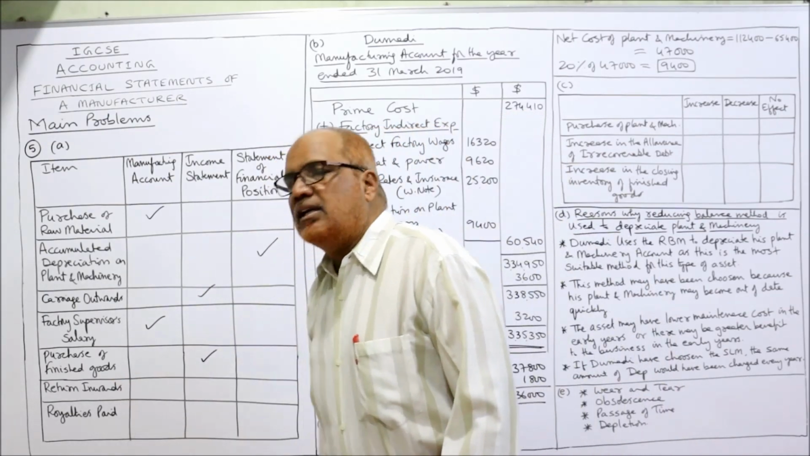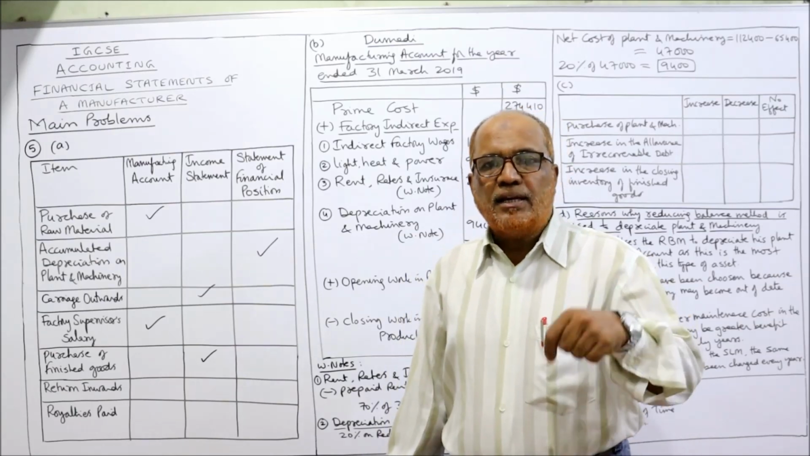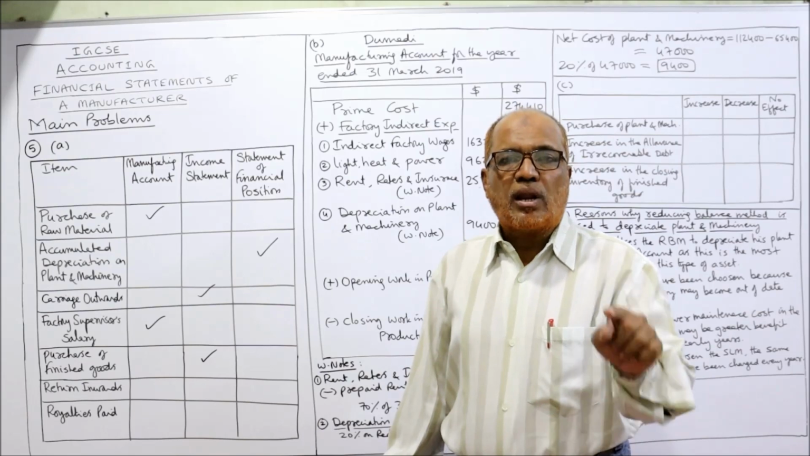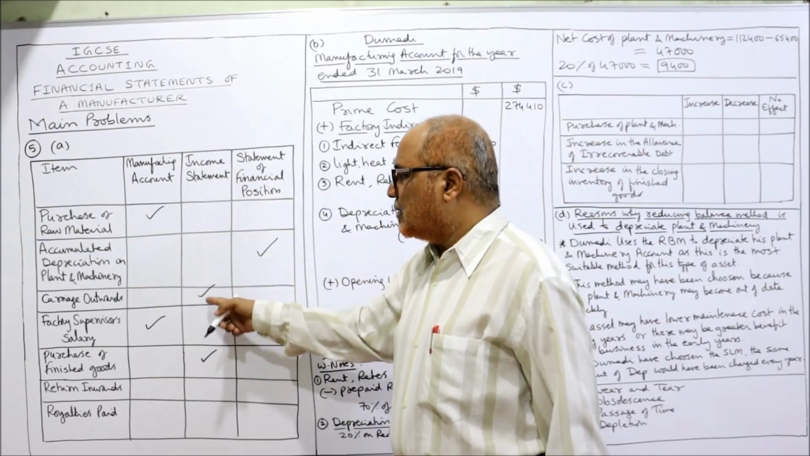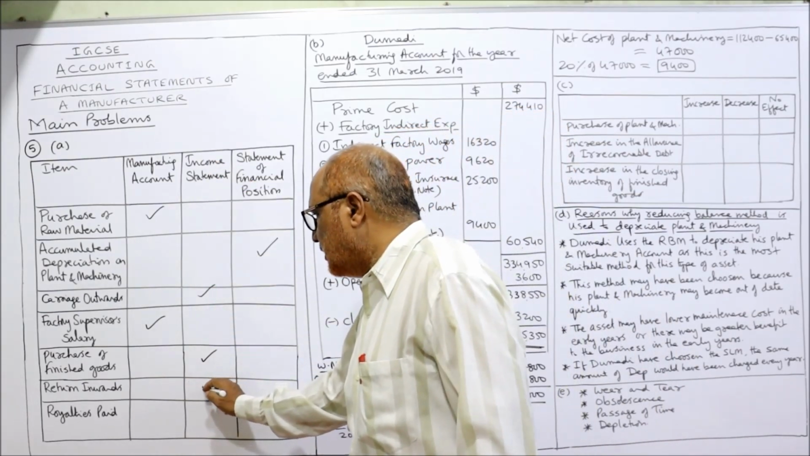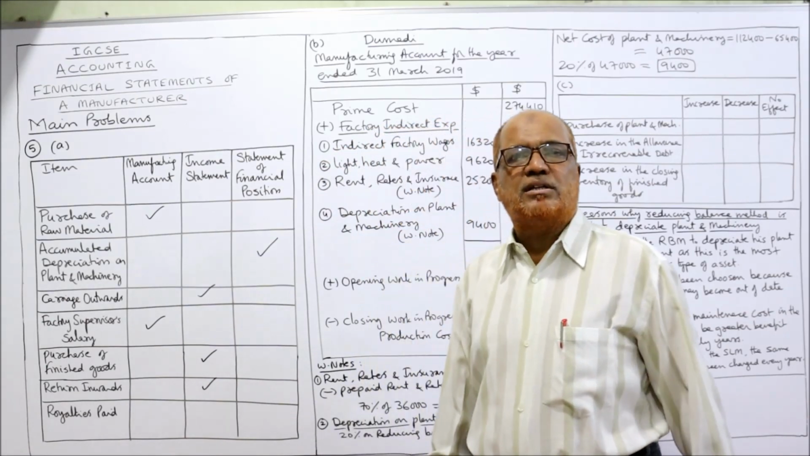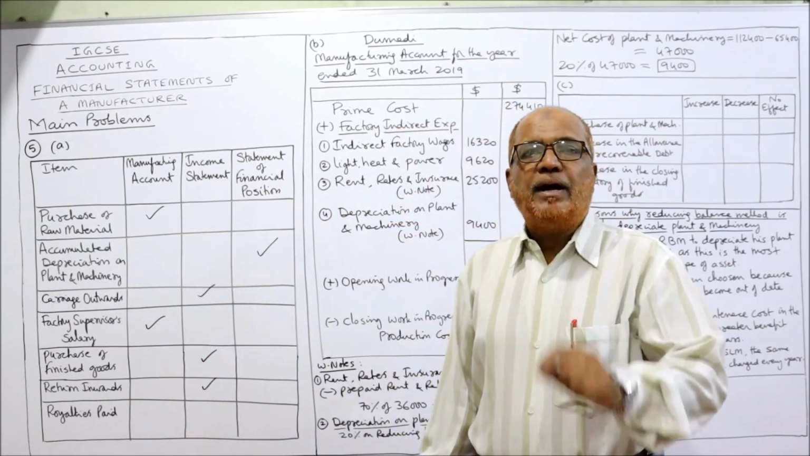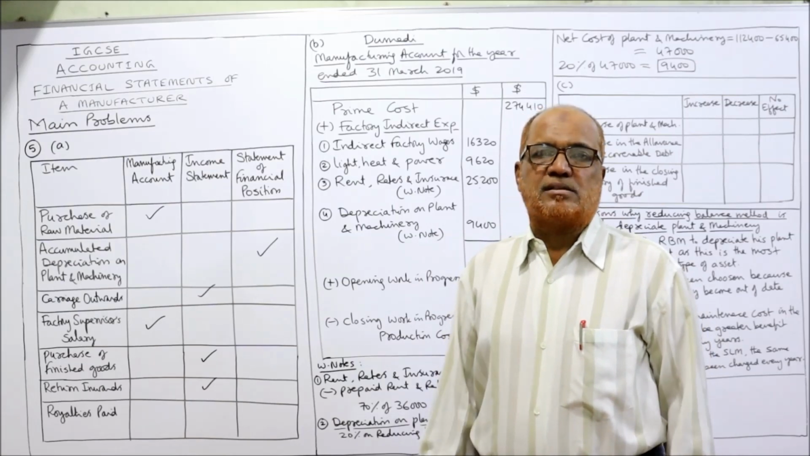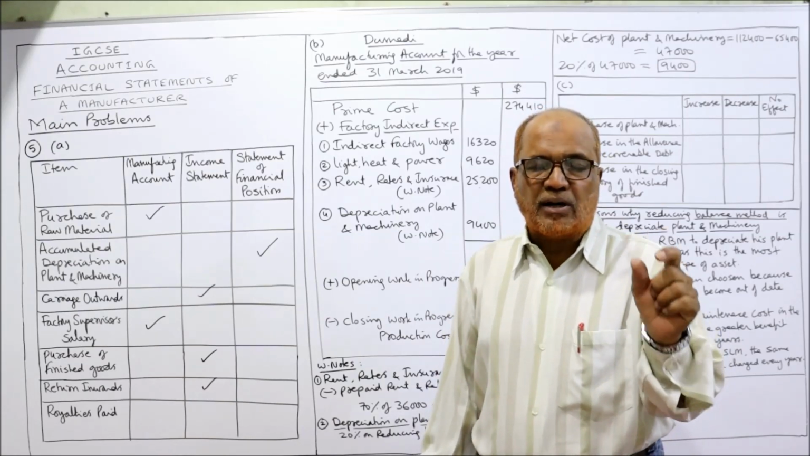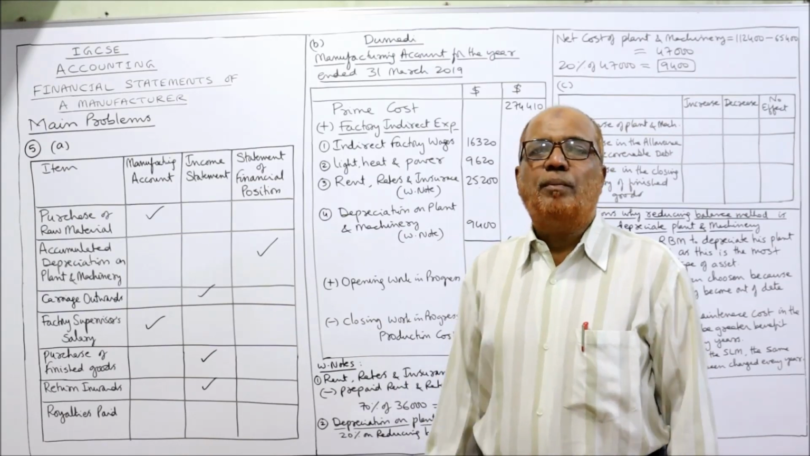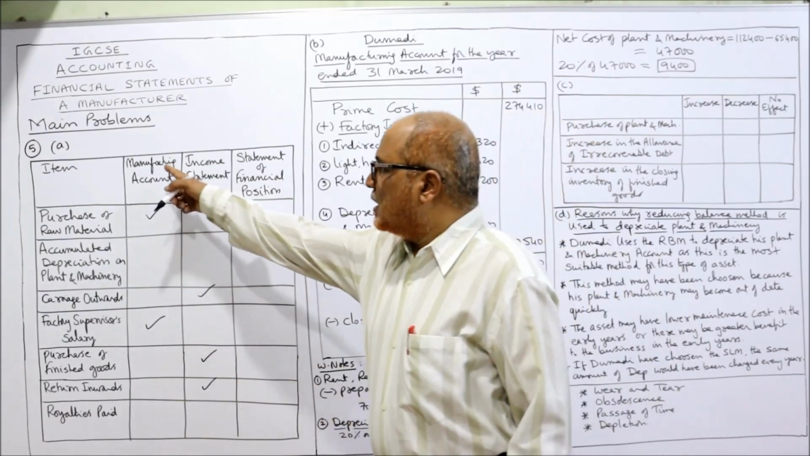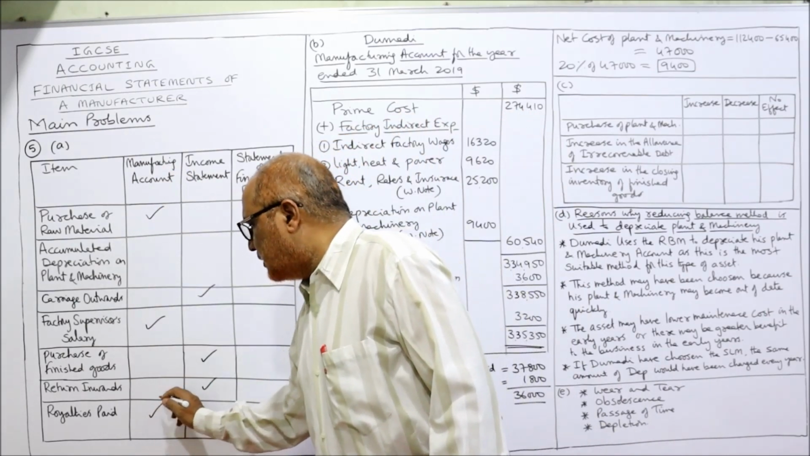Next one is return inward. Return inward means sales return, revenue return. So revenue return will be taken under income statement. So here under income statement, I am taking the revenue return. Last one, royalty paid. Royalty paid are the direct expenses, and that is a part of prime cost. It will be taken under manufacturing account. So here under manufacturing account, we'll take royalty paid.